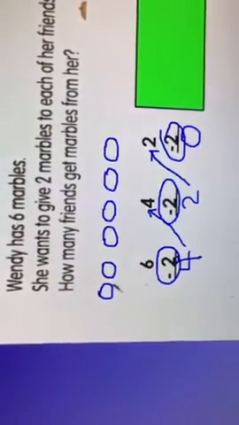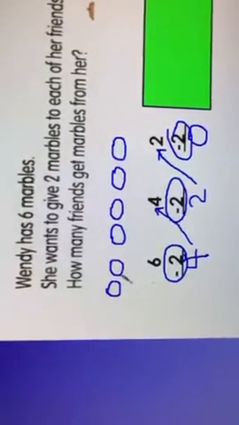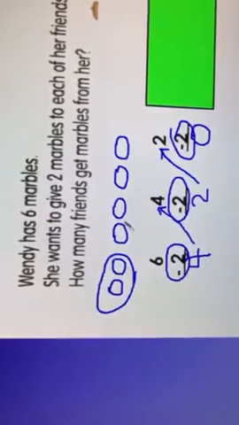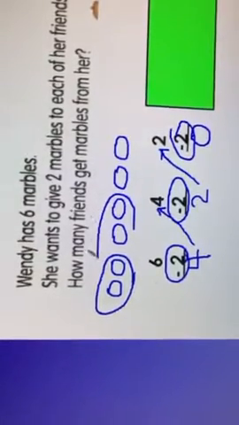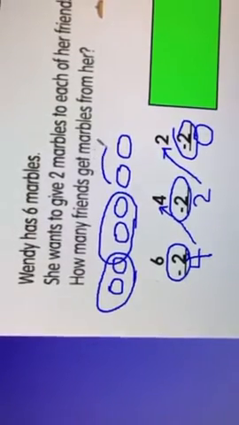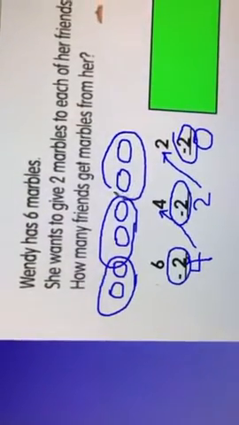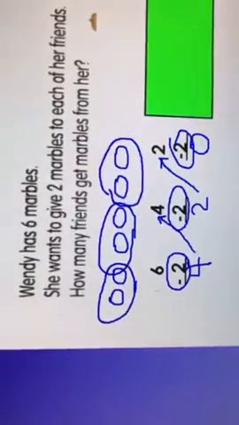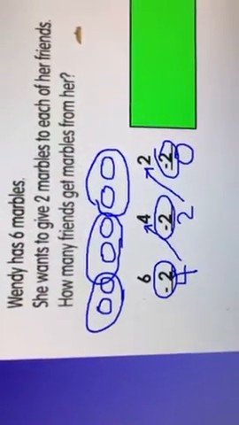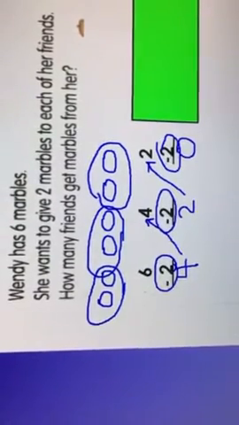And I can also do that in my picture by making equal groups. Here's 2 marbles for one friend. Here's 2 marbles for the second friend. And here's 2 marbles for her third friend. So 3 friends will get marbles. Let's take a look at one more problem, boys and girls.